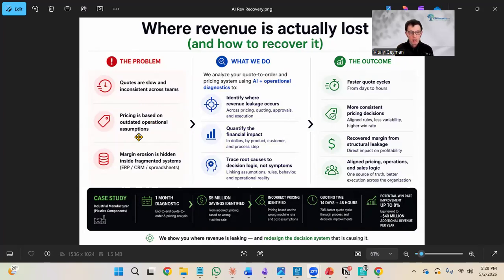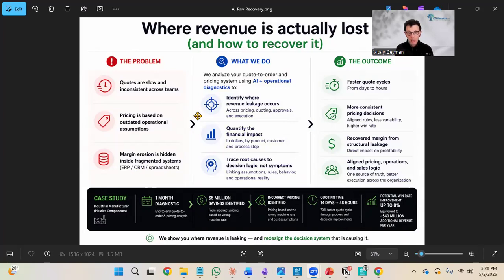We'll look at the pricing, which is sometimes outdated, sometimes based on wrong machine rates, wrong utilization, and sometimes it's even a bill of material that's incorrectly entered. We'll look at margin erosion that is hidden inside fragmented systems. I'm sure it's not news to you that very often your ERP system doesn't quite talk to the CRM. We have all sorts of spreadsheets all over the place where people keep data, rather than having one integrated source of truth. And so we're having duplications and errors, and that adds up to really an ineffective quoting system.